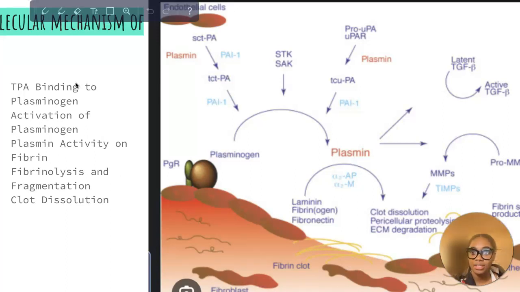Delving into the molecular mechanism of TPA unveils a sequence of intricate events involving TPA, plasminogen, and fibrin, crucial for efficient clot breakdown during ischemic strokes: TPA binding to plasminogen, the activation of plasminogen, plasmin activity on fibrinolysis, fibrin fragmentation, and clot dissolution.